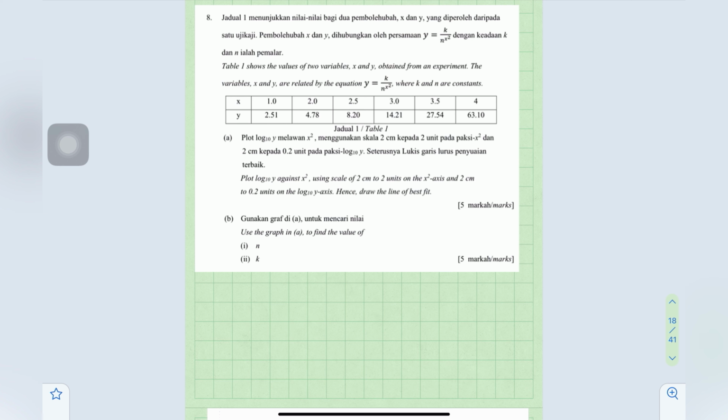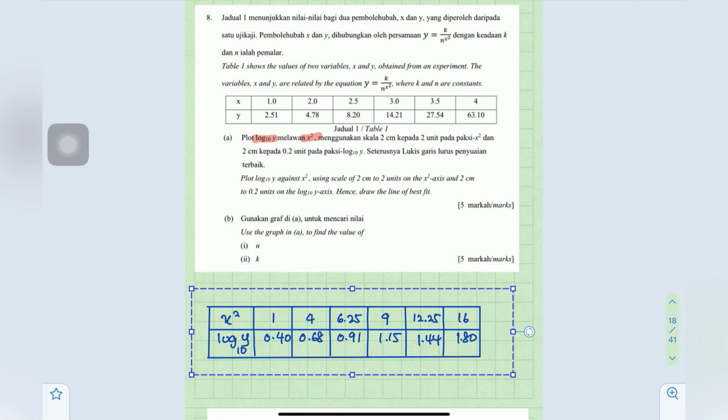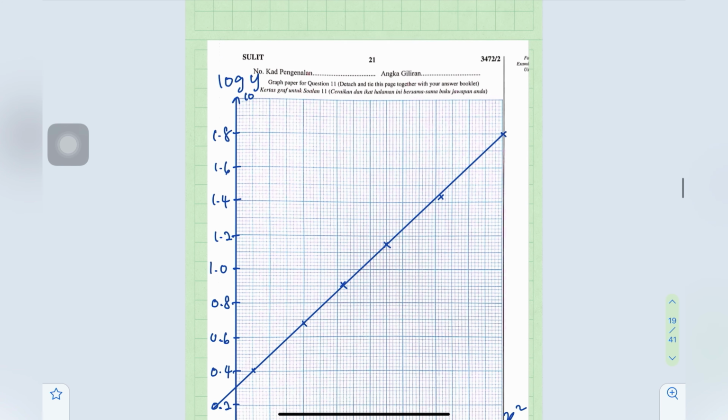Okay, so first of all, kita kena ikutlah yang dia minta table ni kan, log y base 10 dengan x squared. Okay, so ni saya dah cari. Give your answer in decimal places. Okay, kalau dia decimal lah, kalau dia exact value whole number, kamu bagi je lah whole number. Okay, so by using these values, kita draw lah graph. Okay, x squared for x-axis and log y base 10 for y-axis. Okay, so ni pun saya dah lukis.